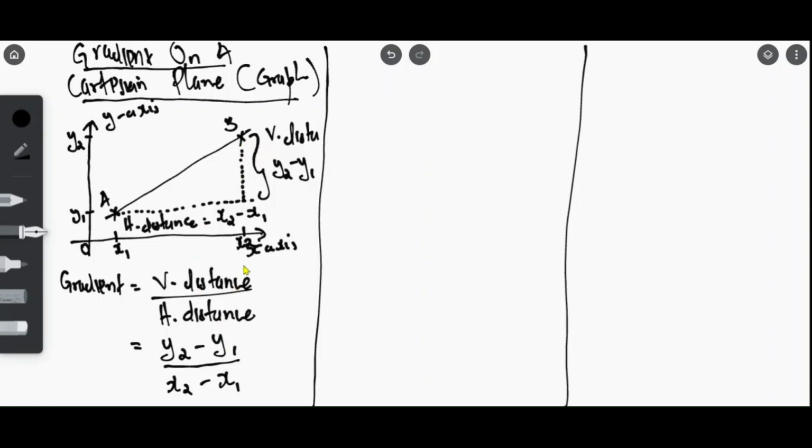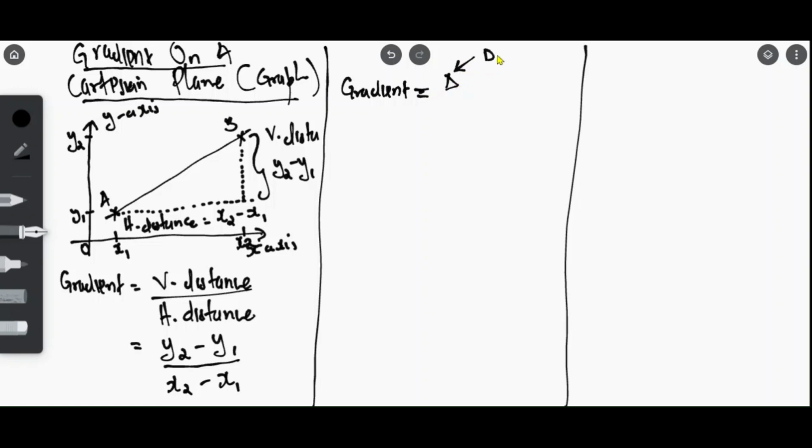We'll have examples for this, but anytime I get the difference on the y-axis and the difference on the x-axis, this is also called the change. These are the change in y-axis, these are the change on x-axis. So basically, the gradient of a line on a Cartesian plane is a change. I'll use this symbol. This symbol means delta.